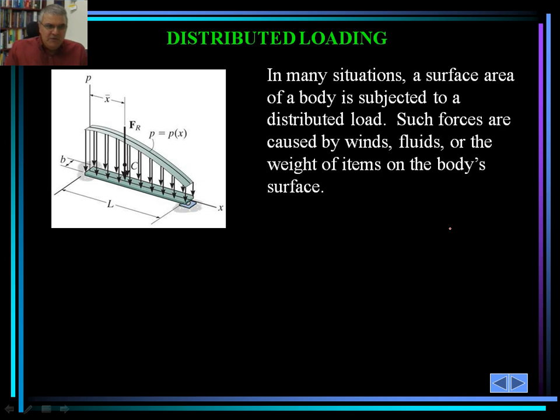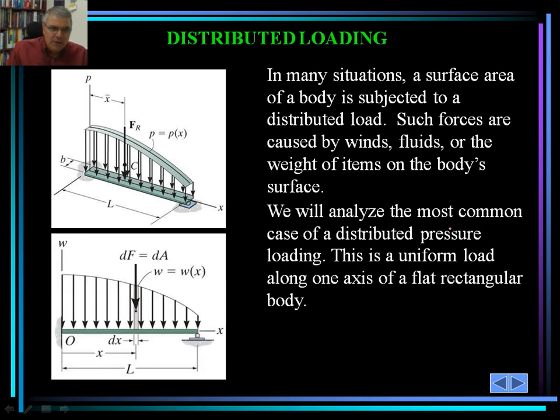So what is a distributed loading condition? A distributed loading condition is a surface area of a body that is subjected to more than one concentrated load. This could be, again, as shown in some of the examples, such a force could be caused in most cases by the wind and by fluids, the gravity, the weight of the items on the body's surface. So these are some of the typical conditions.